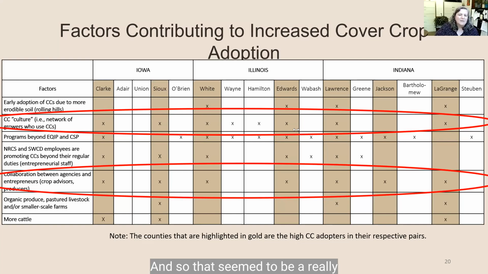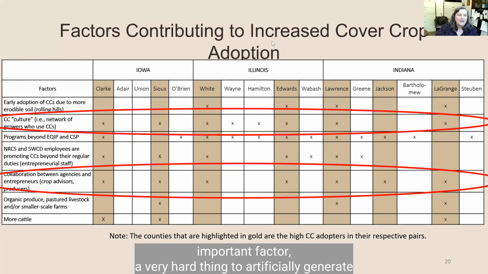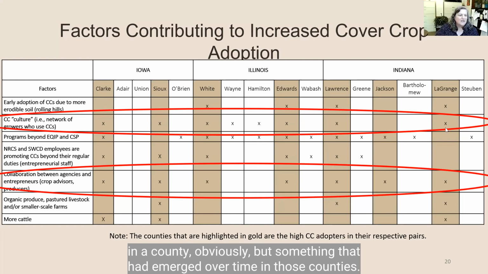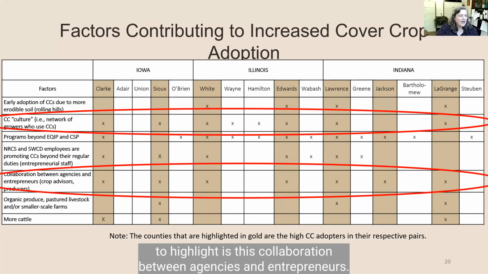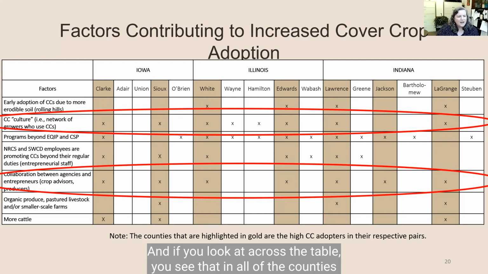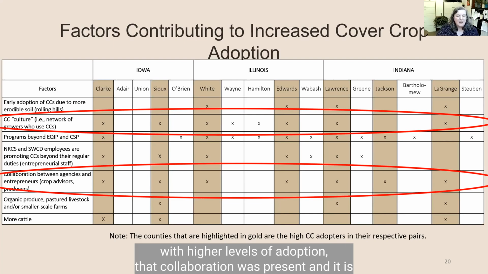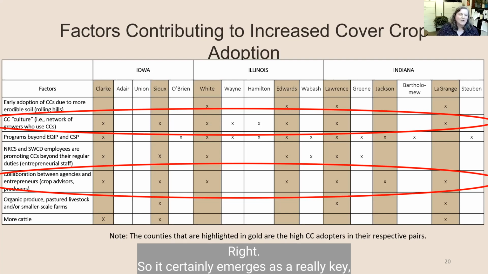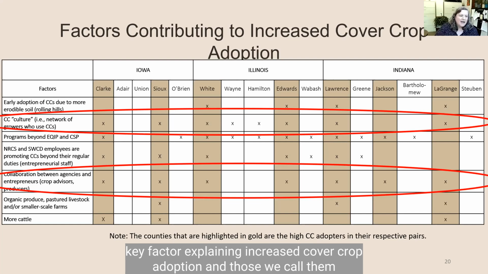And so that seemed to be a really important factor, a very hard thing to artificially generate in a county, obviously, but something that had emerged over time in those counties. And then the second factor I want to highlight is this collaboration between agencies and entrepreneurs. And if you look again across the table, you see that in all of the counties with higher levels of adoption, that collaboration was present, and it is never present in the lower adopting counties, right? So it certainly emerges as a really key factor explaining increased cover crop adoption.